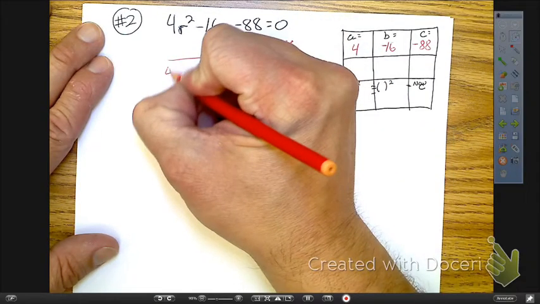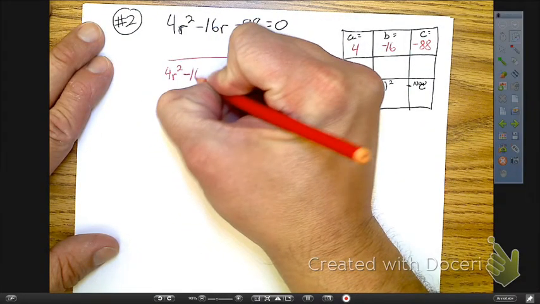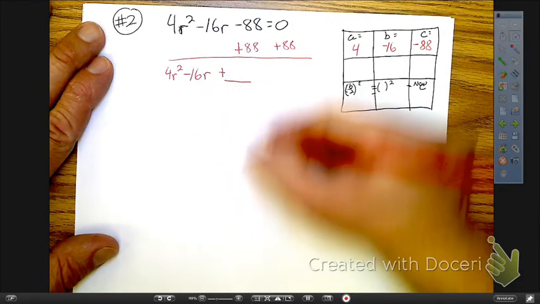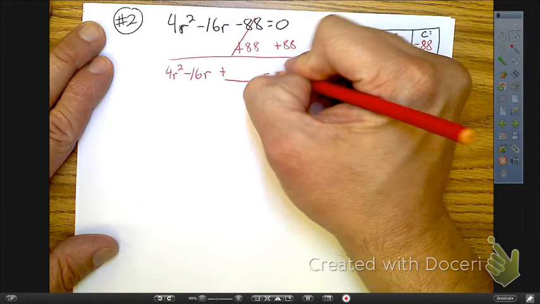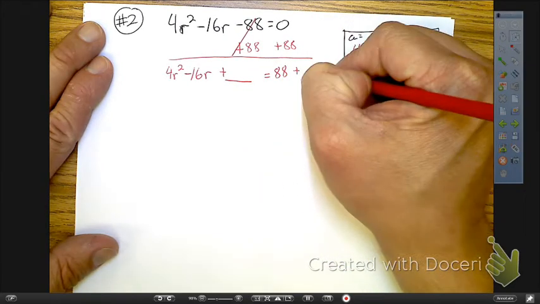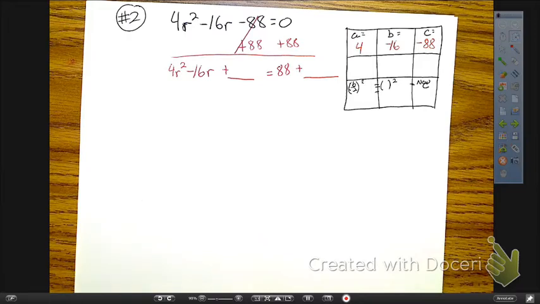That will give me 4r squared minus 16r, still going to leave a blank, even though it canceled and nothing is left, equals 88. And I will include the other blank on that side.